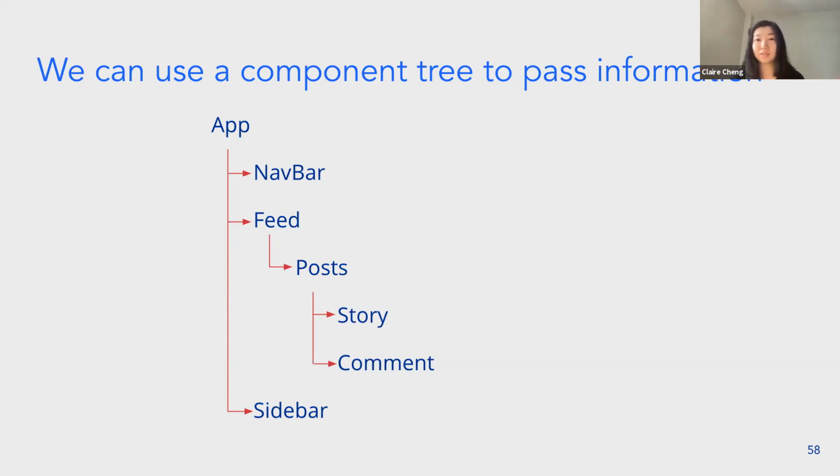So this idea is actually replicated in our component organization. App is the parent of all of our components, and it will be able to pass information down to navbar, feed, and sidebar. And then in turn, feed will also be able to pass down its information to posts, and then post to story and comment. Basically, they can pass either their own information or information that they got from their own parents, either way. So this is the power of the component tree.